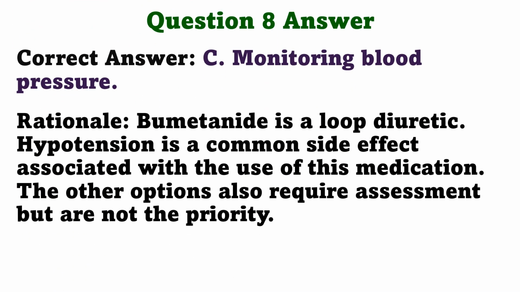The correct answer is C. Monitoring blood pressure. Rationale: bumetanide is a loop diuretic. Hypotension is a common side effect associated with the use of this medication. The other options also require assessment but are not the priority.